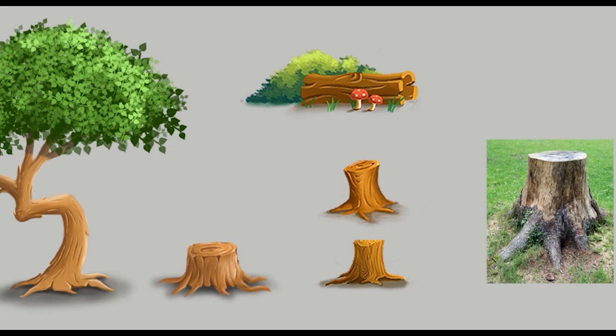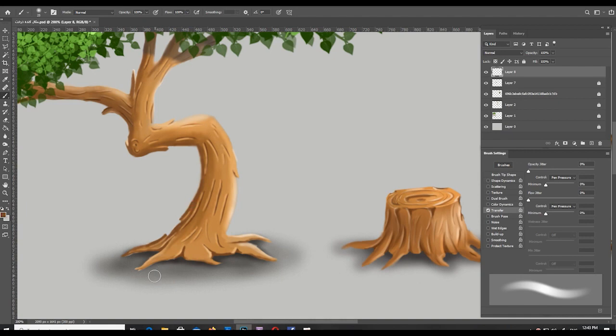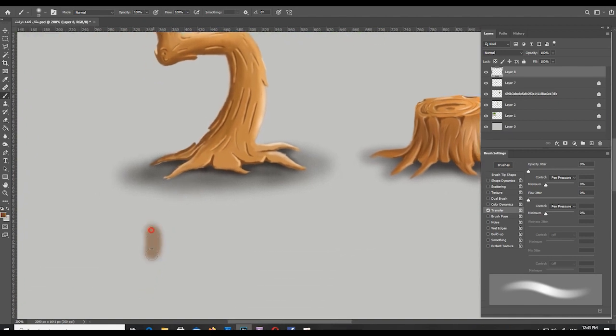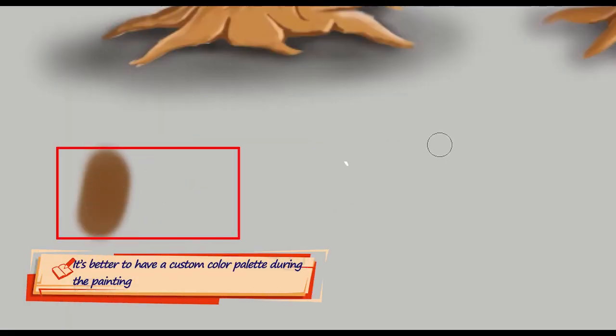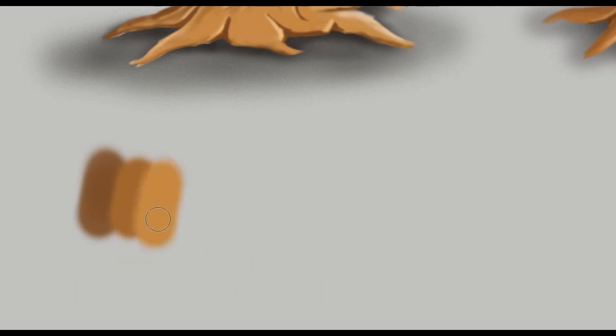First of all, it's always useful to see some reference of what you want to paint. In the previous video, I painted a tree. I used the same color to paint a stump. It's better to have a custom color palette during the paint. It will help you to organize your color better.